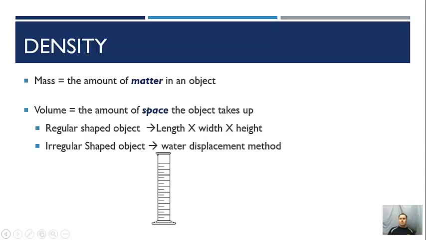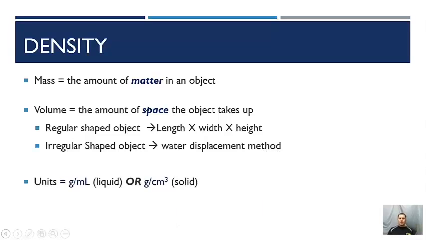Say we have an object. Put some water in, say, a graduated cylinder. We drop our object in. Well, when we drop that object in, the volume of the water is going to rise. And the difference in volume from here to here is going to tell us the volume of that object. This is called water displacement. We use this with things that are irregular shaped. As I said, our units for density are going to be grams per milliliter if we're dealing with a liquid, or grams per centimeter cubed if we're dealing with a solid.